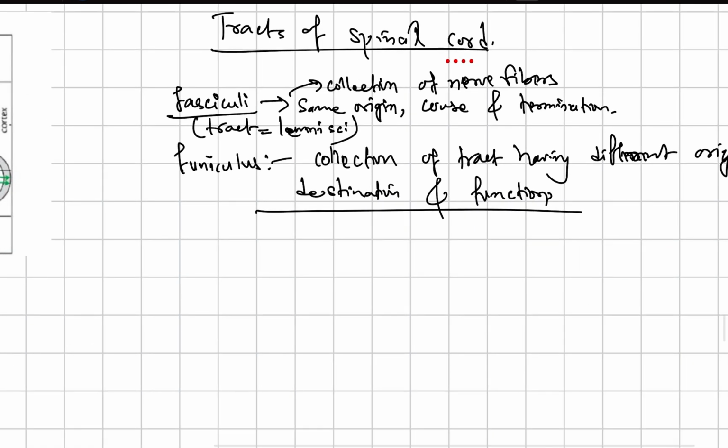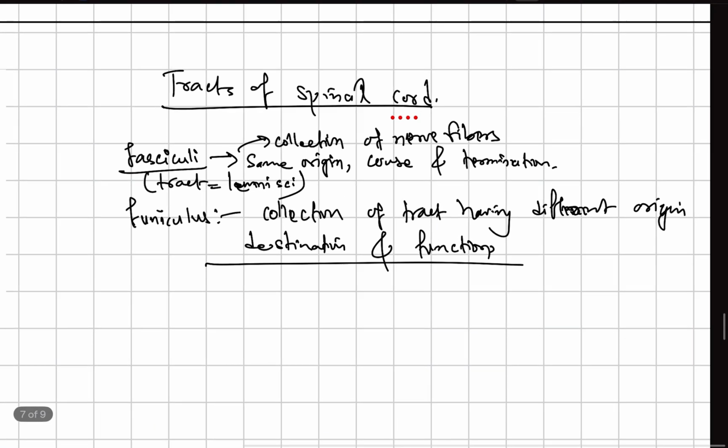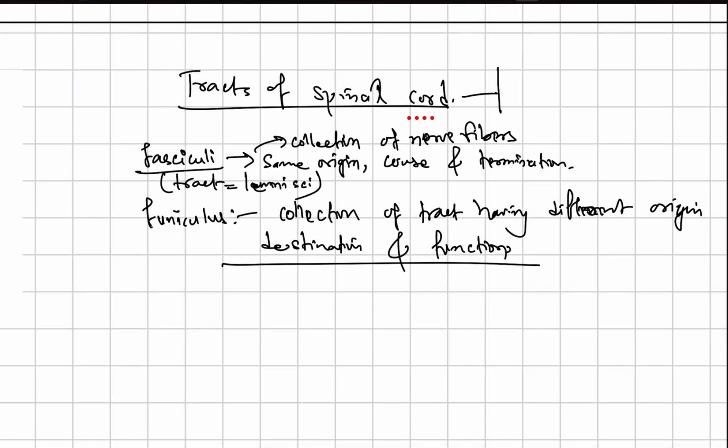Now moving on, there are ascending and descending tracts of a spinal cord. These are two types: ascending and descending. Ascending is sensory, descending is motor.